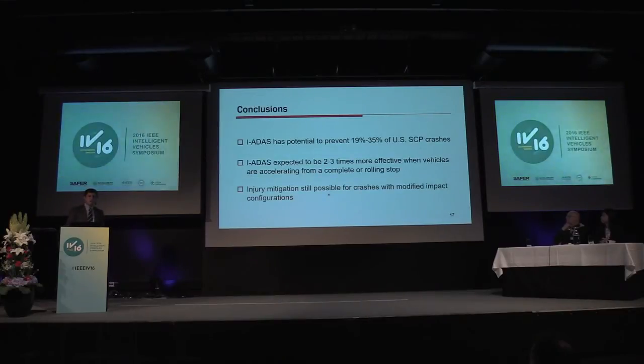So in conclusion, our results indicate that IATIS has the potential to prevent 19 to 35% of U.S. straight crossing path intersection crashes. Our model also predicts that IATIS is expected to be 2 to 3 times more effective when at least one of the vehicles stops prior to entering the intersection. And then lastly, injury mitigation is still possible for these crashes with modified impact conditions.